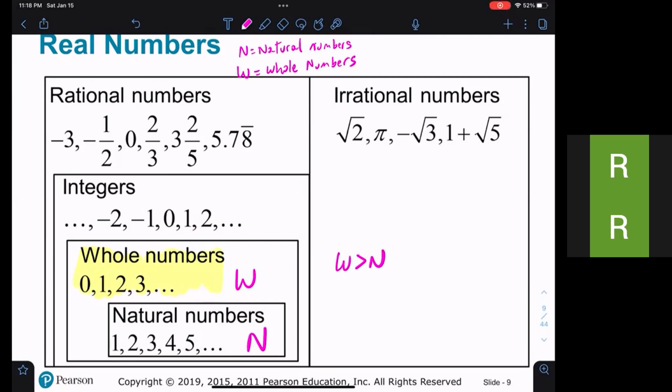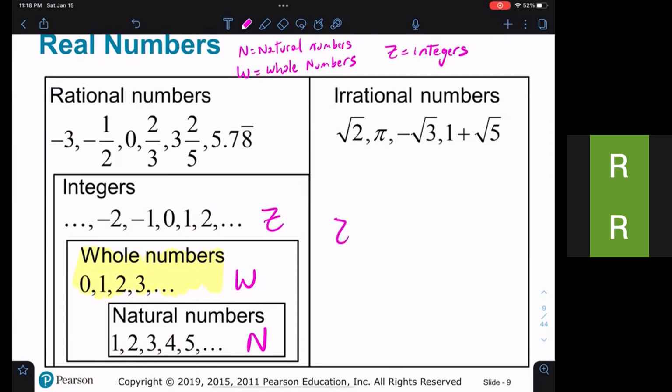Okay, but that's the whole point. So the integers, what are the integers? They're represented by Z. What are the integers? The negative numbers, the 0, and the positive numbers. Or you can think about the whole numbers and the negative numbers. Or you can think about the natural numbers, the whole numbers, and the negative numbers, right?